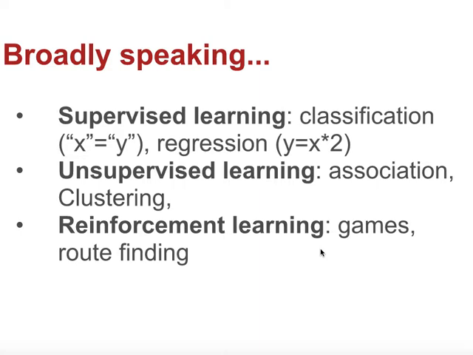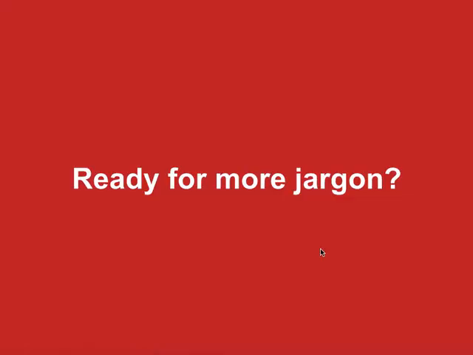This might express itself as something like the likelihood that someone might pass their driving test, or the likelihood that someone might commit a crime, or whatever it is. Unsupervised learning is more about association and clustering, those kind of needles in haystacks type situations.